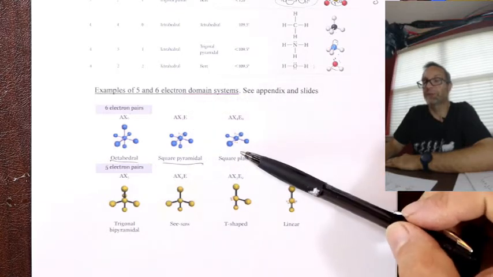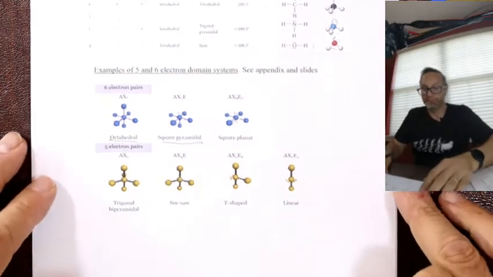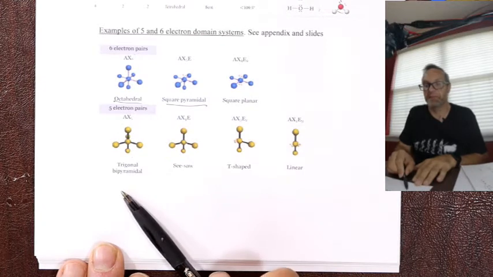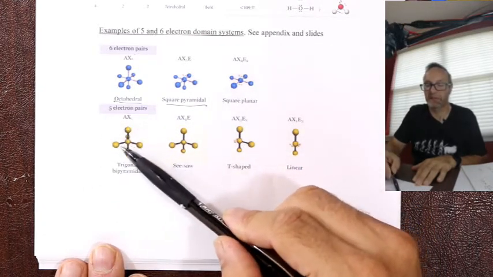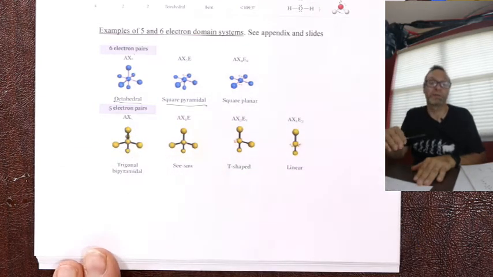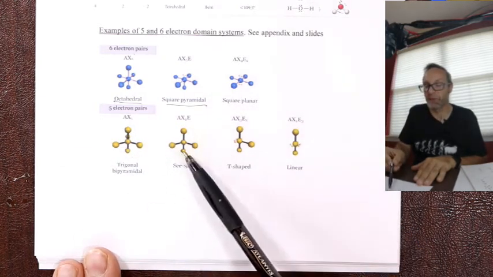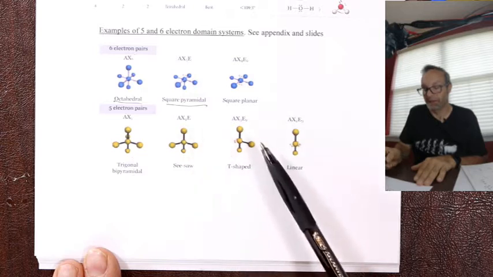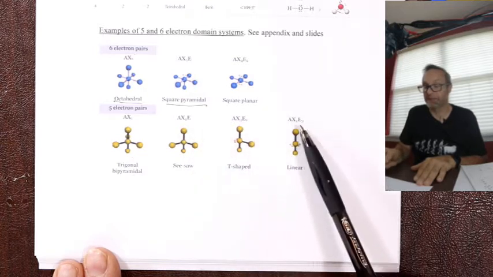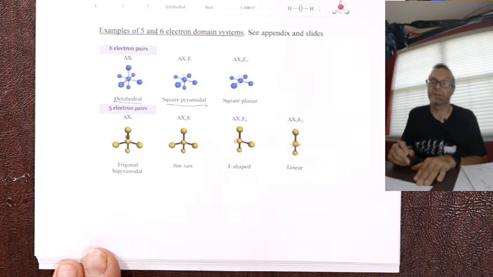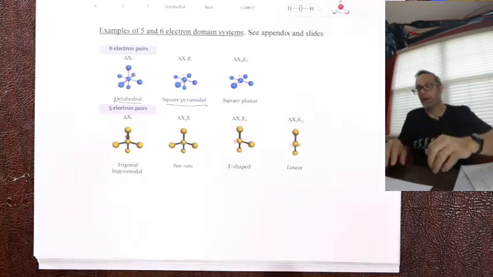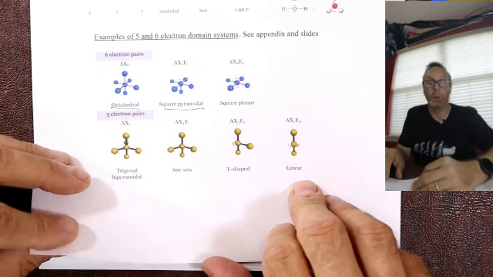AX5E1, AX4E2, okay? When I have five clumps, that might be PCl5, for example, right? So I have a north and the south, it's kind of a bad picture, and then three around the equator, right? I lose equatorials, not north and south. So then I lose one, it looks like a seesaw. I lose two, it looks like a T. I lose three, it's gone linear. And that's a classic, I3 minus is a classic AX2E3 system. Okay. All right, so be familiar with those weird shapes.